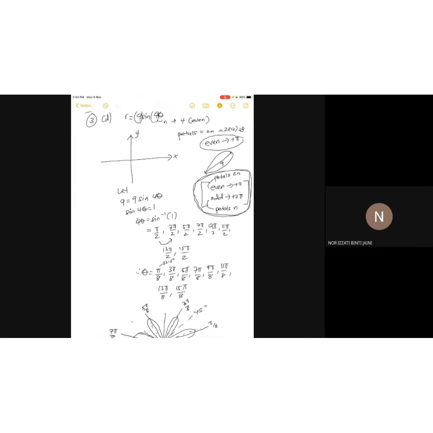Okay. So the difference between even and odd. When you get a question, first check whether it's even or odd. If the question is even, then your petals must be 2n, but the distance of each petal, before you divide anything, say here we have 4 theta, before you divide this 4 theta, don't divide straight away. Before you divide, each one must add pi, add pi, add pi. Why? Because it's even. If it's odd, each one must add 2 pi, add 2 pi, add 2 pi.